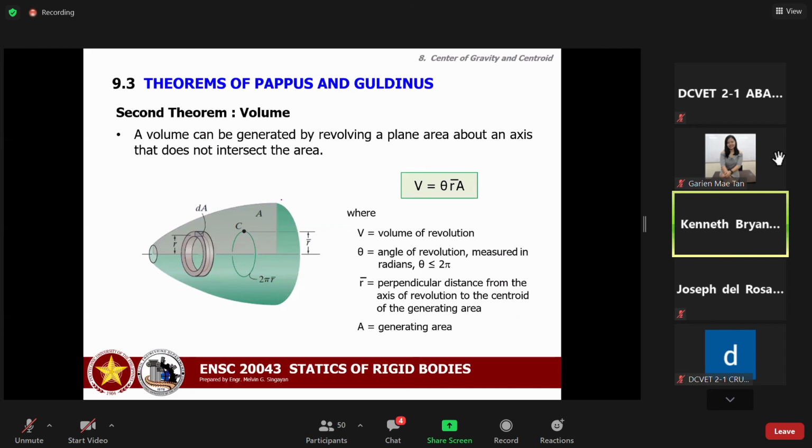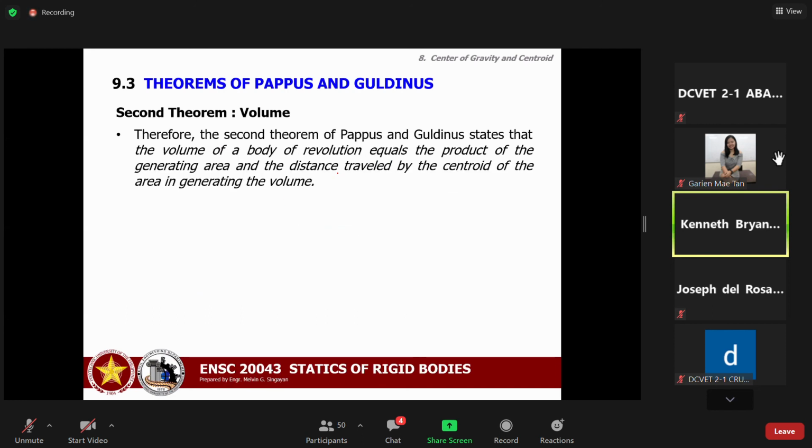So based from there, okay, we have the second theorem of Pappus and Guldinus, and it states that the volume of a body of revolution equals the product of the generating area and the distance traveled by the centroid of the area in generating the volume. Okay? Let's have an example.